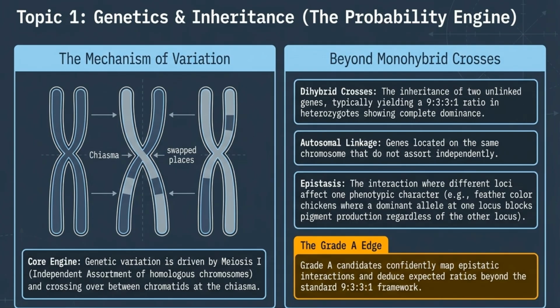Topic 1 is genetics. Think of this as the probability engine of life. Everyone knows monohybrid crosses, but for a grade A, you've got to go deeper. You need to confidently map epistasis. That's when one gene locus masks another, like in feather color for chickens. And don't forget the core engine of variation, meiosis 1. It's all about independent assortment and those crucial swaps at the chiasma. If you can deduce ratios beyond the standard 9:3:3:1, you're ahead of the curve.